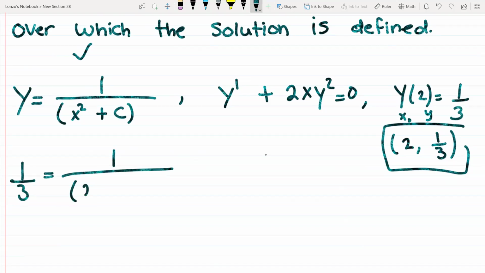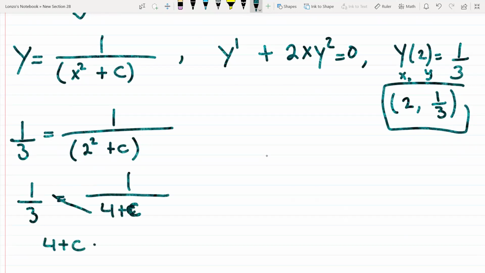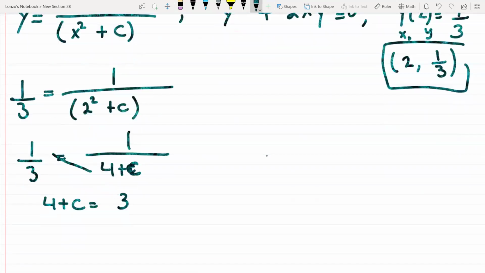So that's going to be 1/3 equals 1 over 2 squared plus c. And then 2 squared is 4 plus c. Your goal is to solve for c. So I'm going to cross multiply. 1 times 4 plus c is just itself, so 4 plus c equals 1 times 3, which is 3. Go ahead and solve for c. I'm going to subtract 4. So c equals 3 minus 4, which is -1.